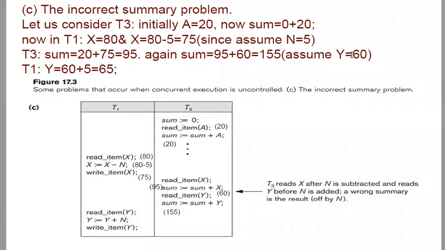So now assume Y equal to 60, it is given. Now when the Y value is read, it is again added into the sum value. So here, what is the previous value? 95 and then 60, that should be 155. But here what happens, again in T1, Y equal to 60 plus 5.